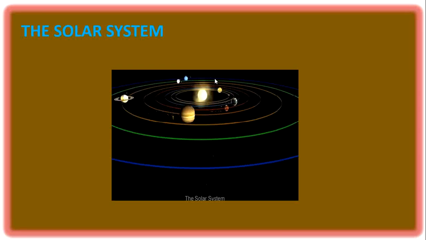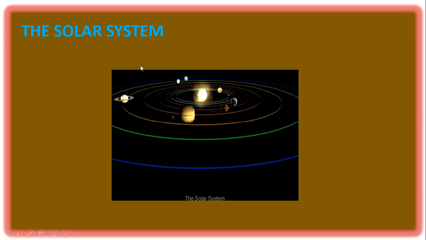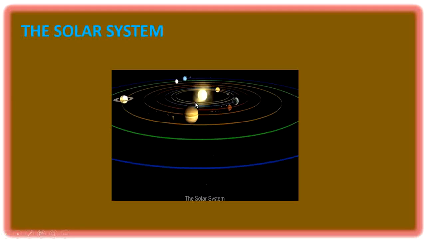Solar system. Today in this class we are going to study the solar system. So, what is the solar system? The sun and the celestial bodies which revolve around it form the solar system. This solar system consists of a large number of bodies such as planets, comets, asteroids and meteors. The gravitational force of attraction between the sun and these objects keeps them revolving around it. So, which one makes the planets revolve around the sun? The gravitational force of attraction.